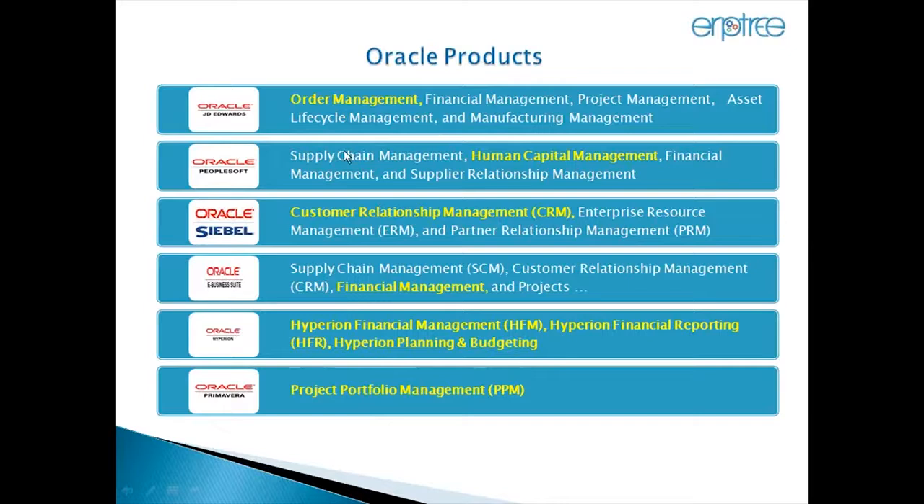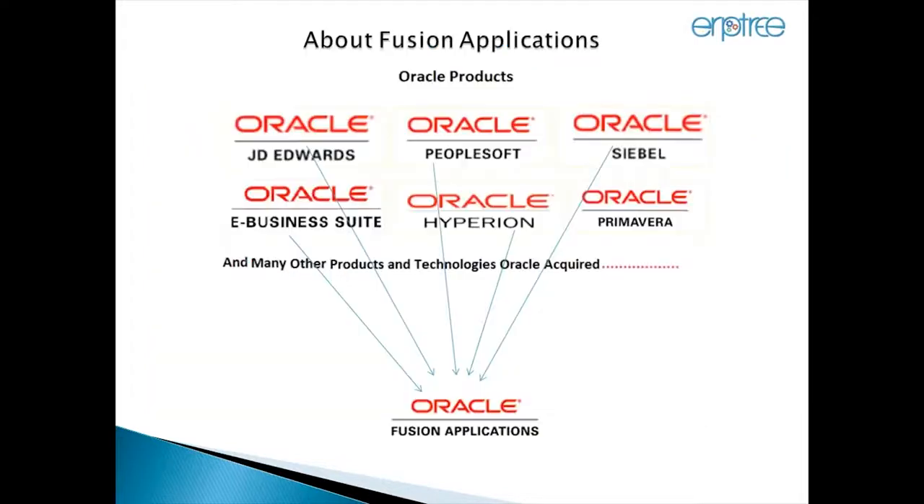Since Oracle has ownership of all these products, they took the best solutions and best practices from their own products. That means from PeopleSoft they took Human Capital Management, from Siebel they took the CRM solution, from Oracle EBS they took financial management, from Hyperion they took Hyperion Financial Reporting, Financial Management, and Planning and Budgeting, and from Primavera they took the Project Portfolio Management solution. By taking the different solutions and best practices from different ERP products already owned by Oracle, they built an application called Fusion applications.